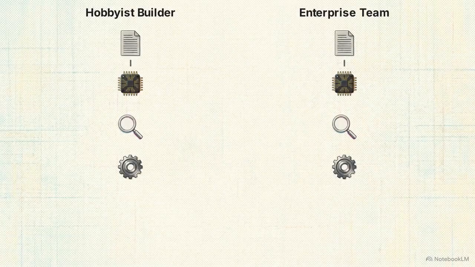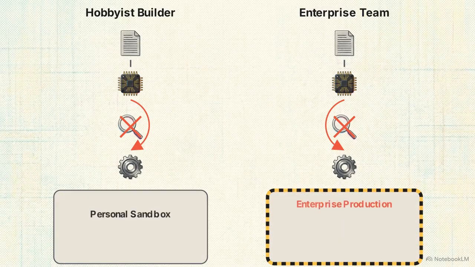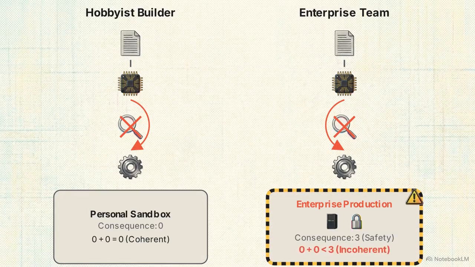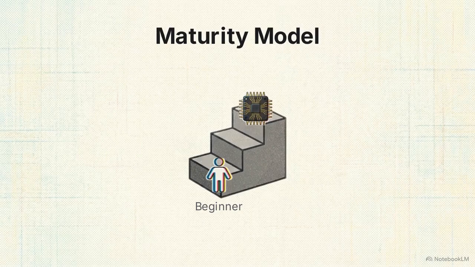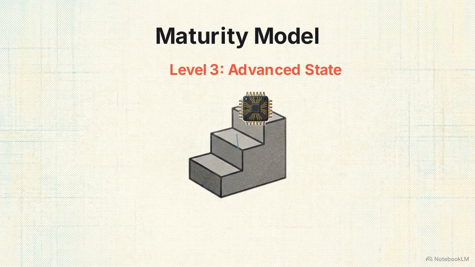Structurally, the practices are identical. Neither builder verifies the output. The only difference is the catastrophic stake of the outcome. Traditional maturity models fail to capture this risk. They usually view the hobbyist as a beginner and the automated enterprise team as the cutting edge. In these linear models, removing human intervention and scaling autonomy is treated as an advanced state, a level 3 achievement, on a path toward perfect efficiency.